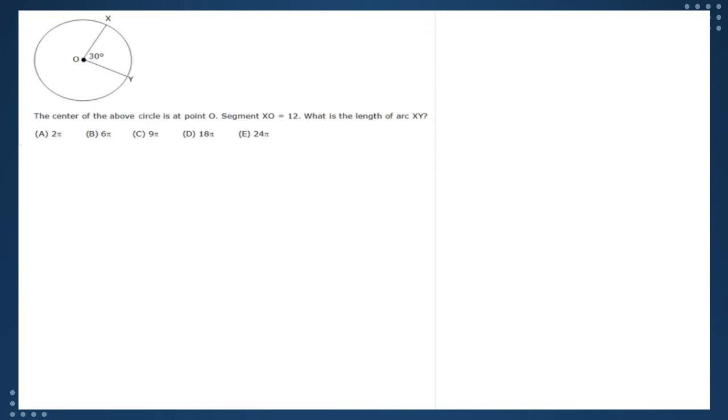Okay, so this is testing a very interesting rule here, and what that rule is has to do with how a central angle in a circle is proportional with the arc length. So what you'll notice here is it's saying the center of the circle is at point O, which means this 30-degree angle here is considered the central angle. So there's a really great proportion that exists anytime you have a central angle within a circle.